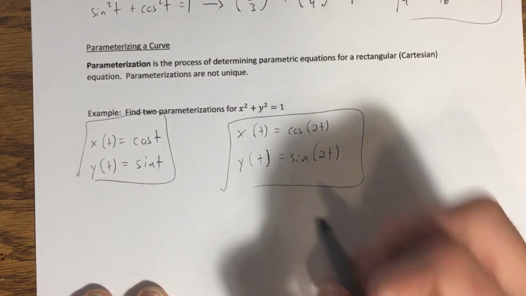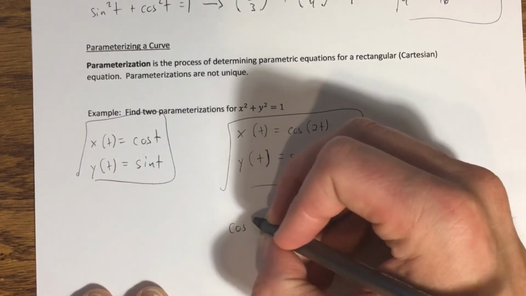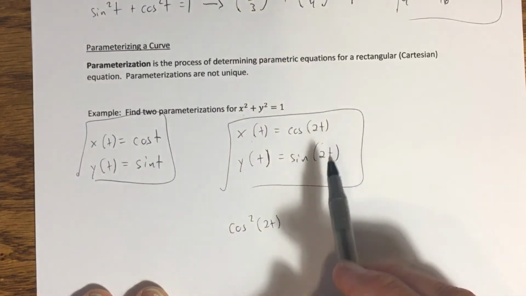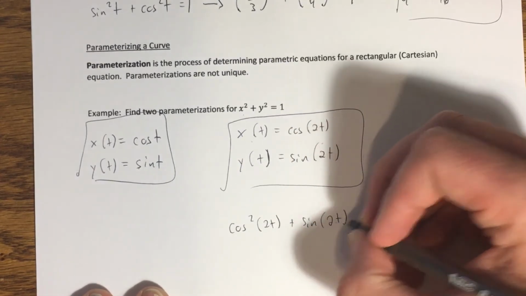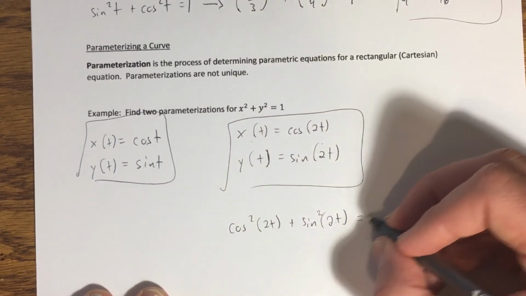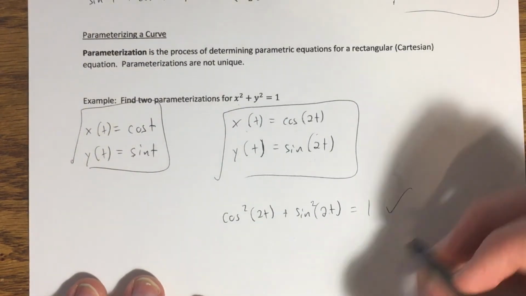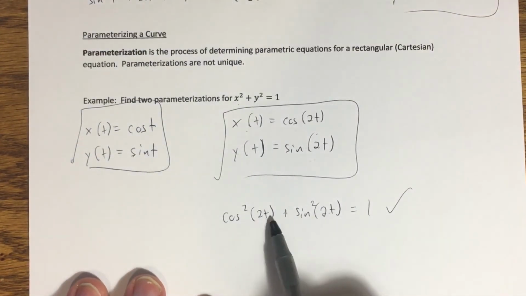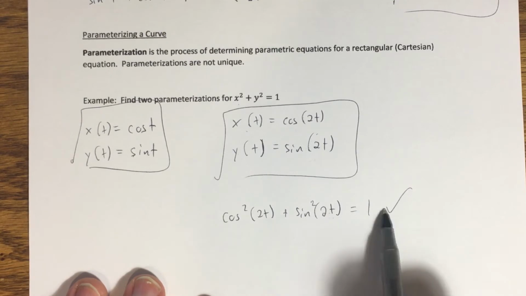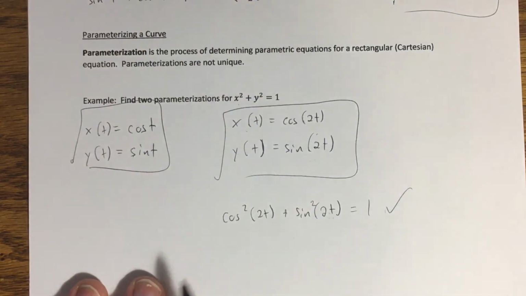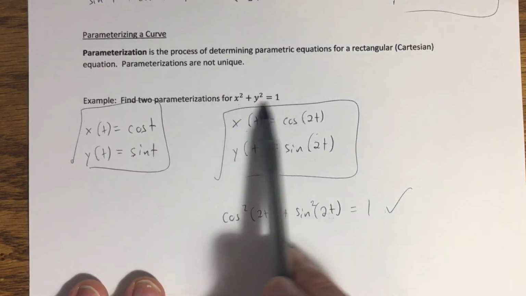So if I plug cosine of 2t in for x, then that becomes cosine squared of 2t. Sine of 2t, if I plug that in for y, that becomes sine squared of 2t. And that is equal to 1 because the argument or the angle that I'm using in the sine and the cosine here don't matter as long as they're the same. If I have a 2t here, I should have a 2t here. That allows me to use the Pythagorean identity. Cosine squared of this angle plus sine squared of the same angle equals 1. So these have different appearances, but they both parameterize the same curve.